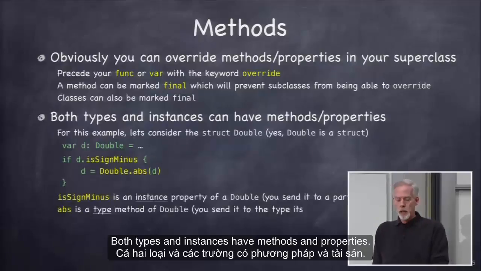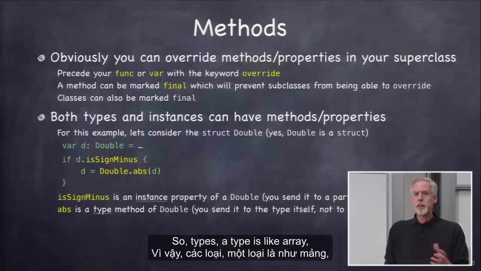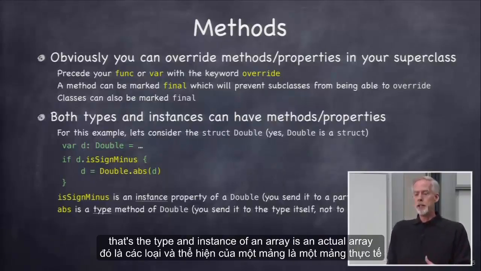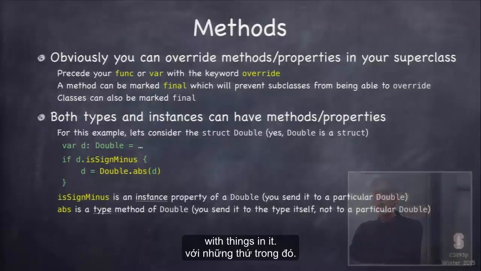Both types and instances have methods and properties. So types, a type is like array, that's the type. An instance of an array is an actual array with things in it, okay?